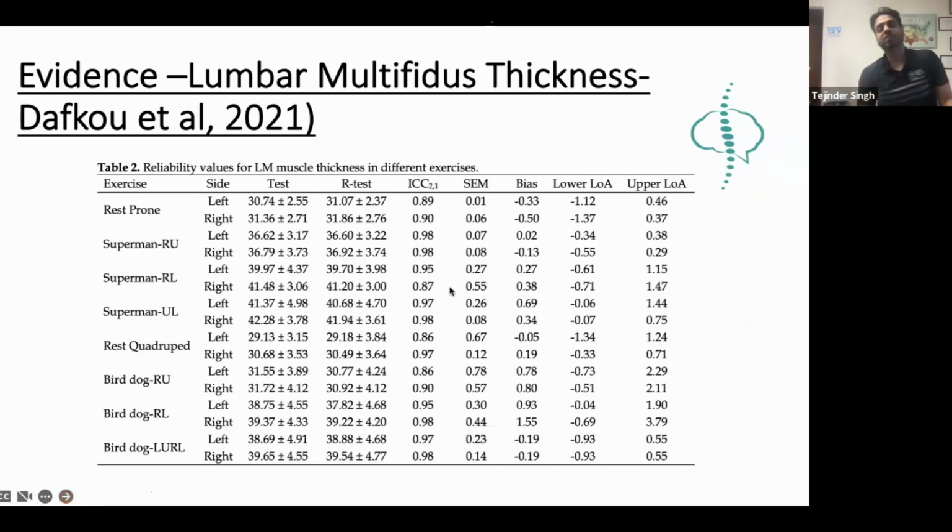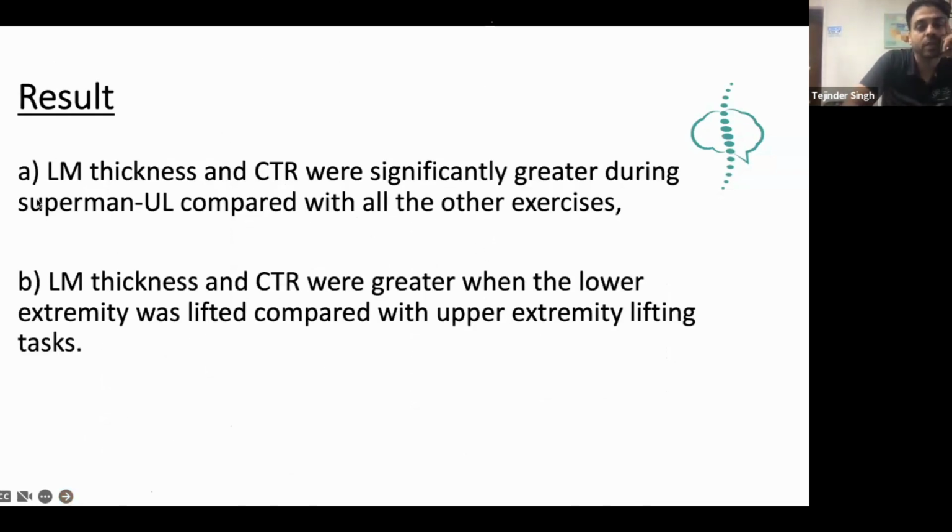And then they studied whether activating the upper extremity or the lower extremity is better. This was correlational research. They were trying to find whether activating the contralateral upper extremity is better, or whether contracting the ipsilateral lower extremity is better. This was data from the same article, DAFCO. He talks about how multifidus thickness and CTR, which was contrast thickness ratio, are significantly greater with Superman upper limb compared with all other exercises.